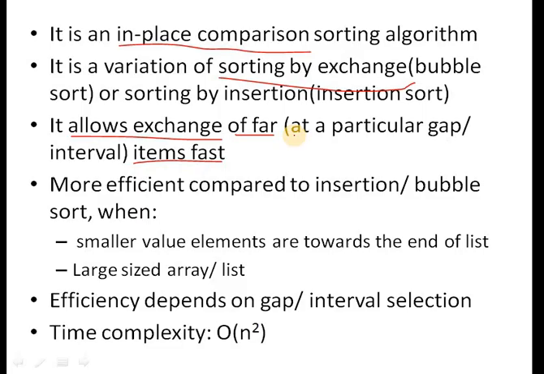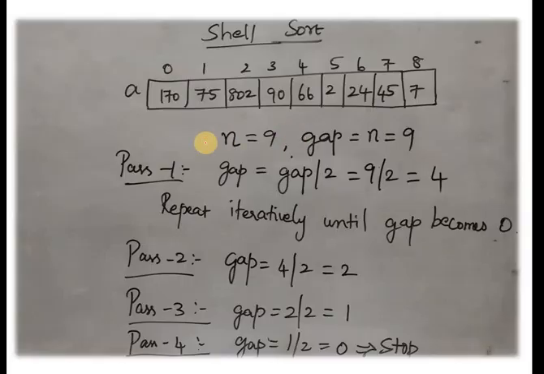In that way we can sort the elements, or exchange. I'll show you the example so that you will understand. See, in this list we have smaller numbers like 2 and 7 at the end of the list. When we are using bubble sort, insertion or selection, it is very hard to move these items to the first position, to the initial position.